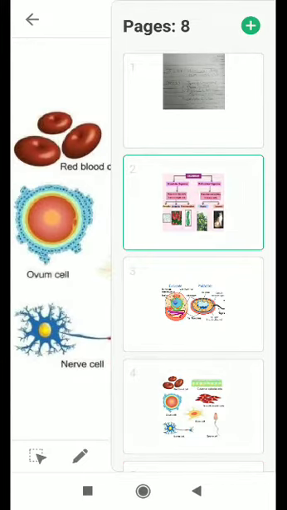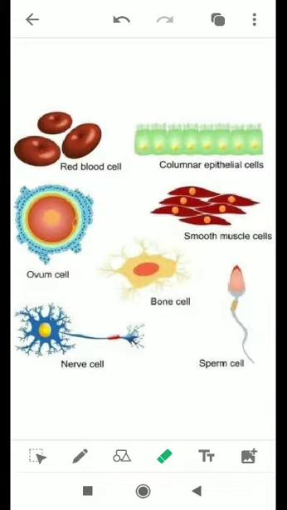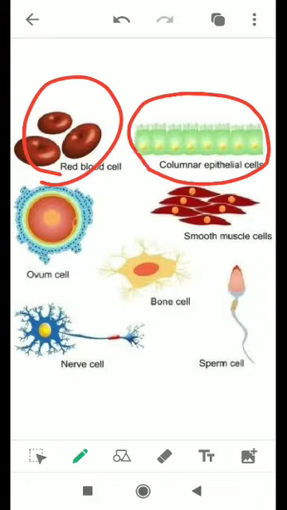Now let us see the shape of the cells. Cells are of different shapes according to their functions and according to the places where they are located. Their shapes vary. Like in the human body, there are different shapes of cells. Like RBCs, red blood cells, are spherical in shape. This is columnar epithelium. These are epithelial cells, found in the outer covering, the outer membrane. Then ovum cells. It is found in the female body.